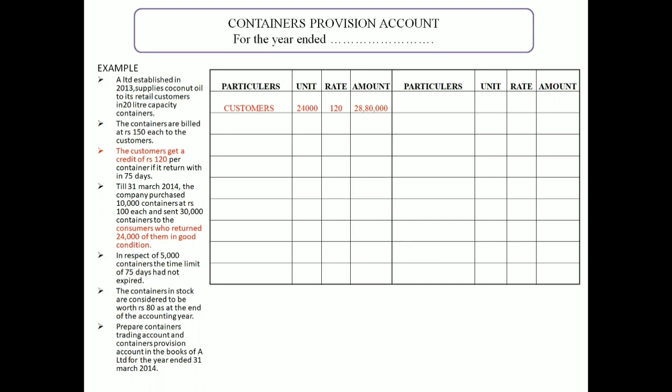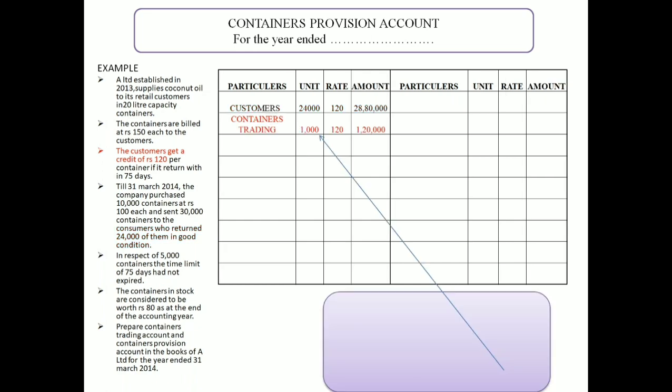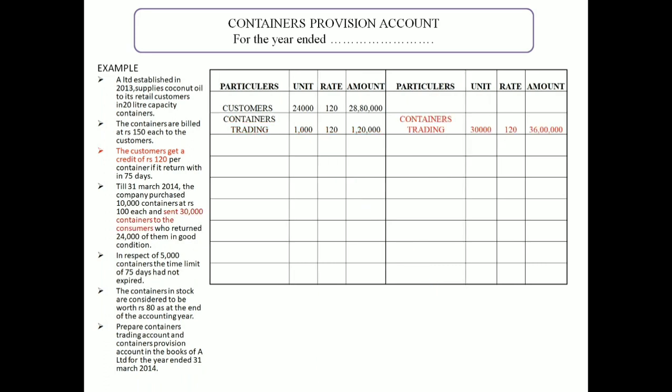Then the second one is containers trading, that is 1,000, which we already calculated in the working note. Containers sent less containers returned 24,000, balance 6,000, and less containers with customers 5,000, and containers returned is 1,000. And these units are multiplied with 120, that is equal to 1,20,000. After that, on the credit side you have the containers trading, that is 30,000.